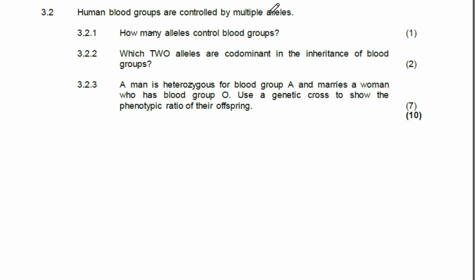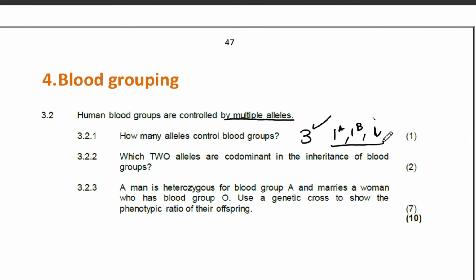So human blood groups are controlled by multiple alleles. So how many alleles control blood groups? Three. We know there's three of them, right? There is IA, IB, and small letter i. This is just me writing them. You don't necessarily have to write them. You just needed to write the number because they said how many.